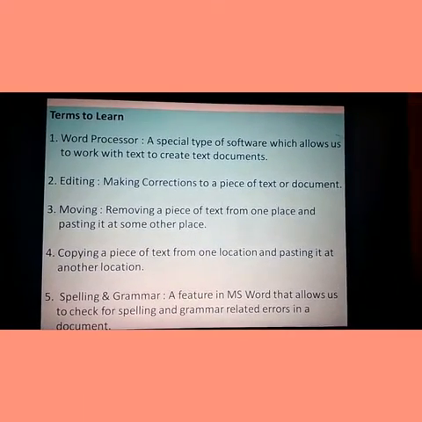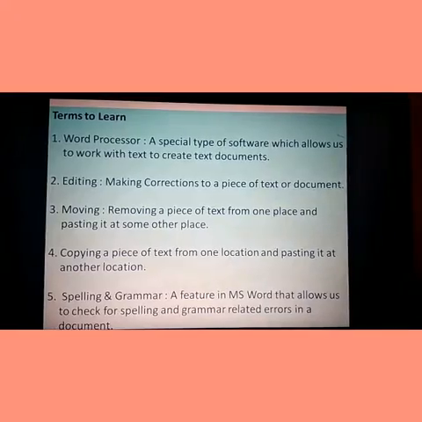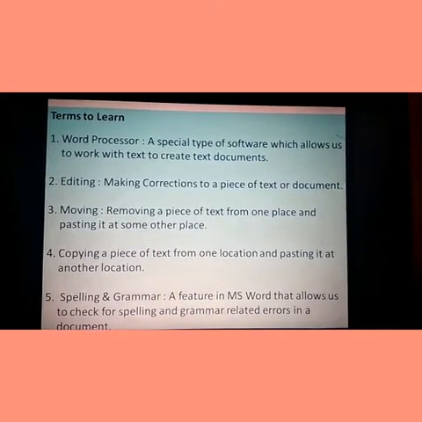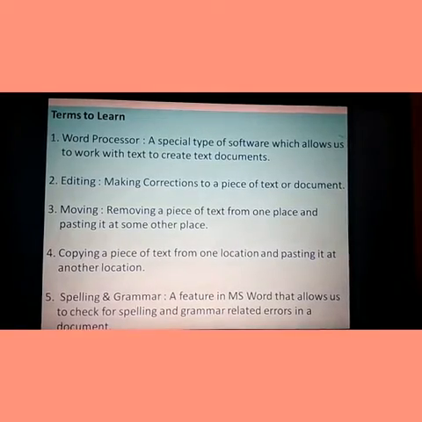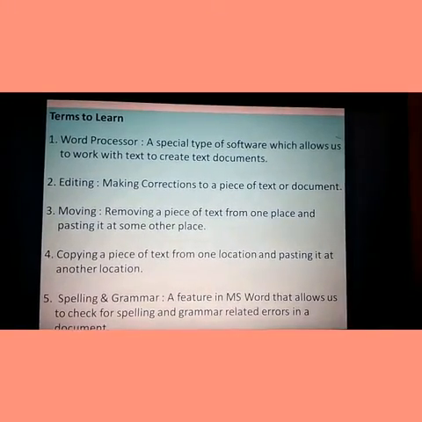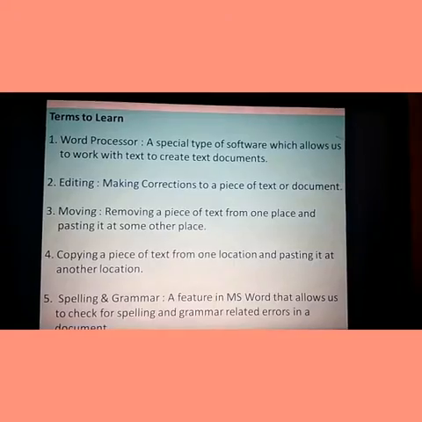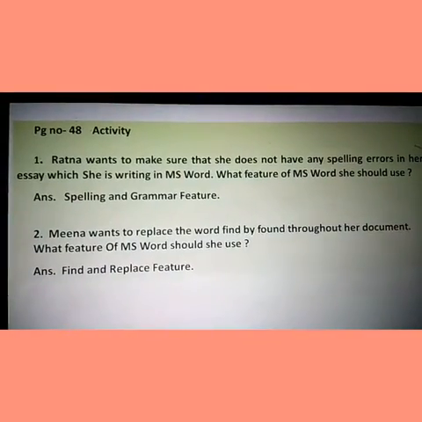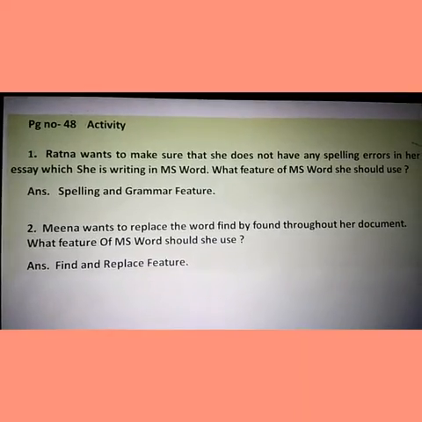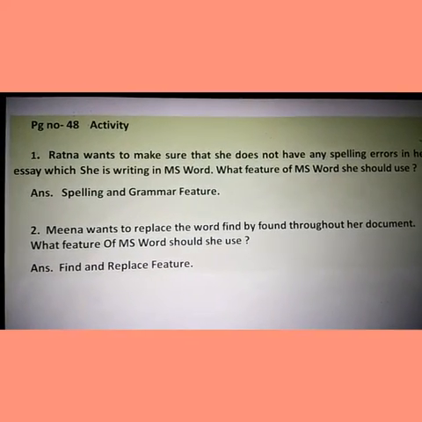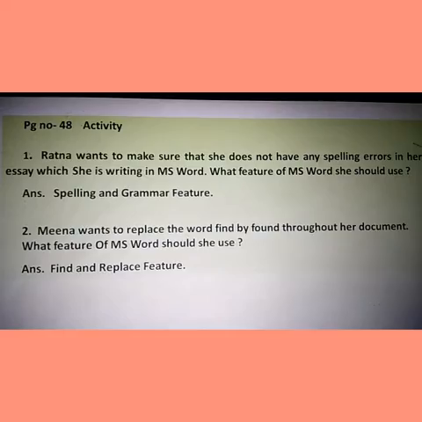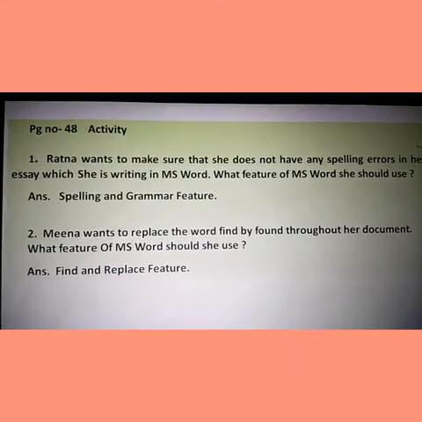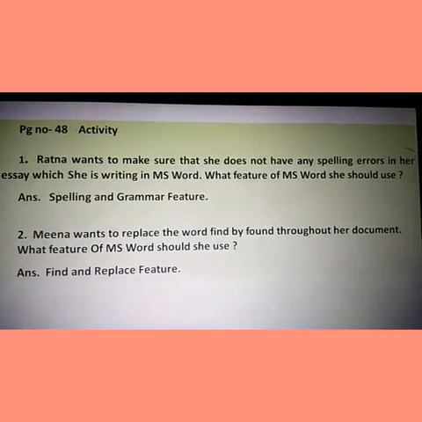Then next, fifth, spelling and grammar: a feature in MS Word that allows us to check for spelling and grammar related errors in our document. Okay, it's a very important and simple feature in our word processor. And next, students, we already did the related activity in the previous video, page number 48. So students, just check in your book. If you have not done it, complete it fast.